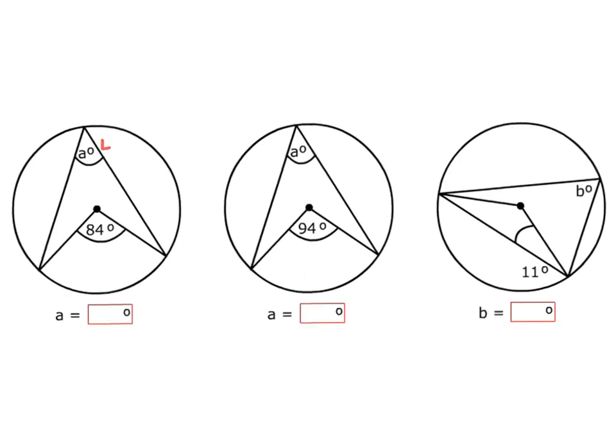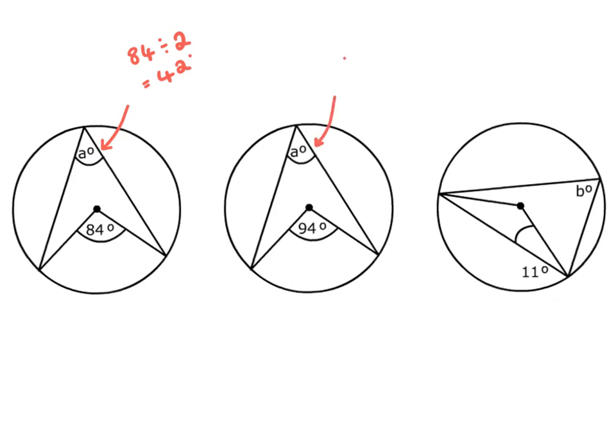First example, you know that the angle at the centre is 84, so if we divide that by 2, we're going to get the angle at the circumference, which is 42 degrees. Second one, exactly the same, so 94 divided by 2, we get the angle at the circumference, 47 degrees.